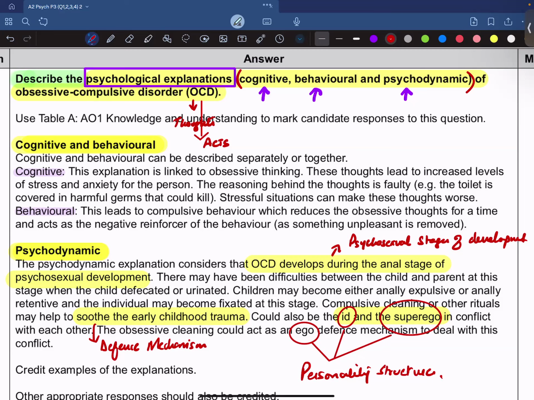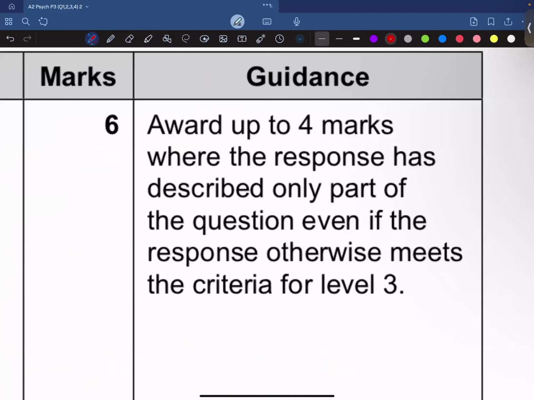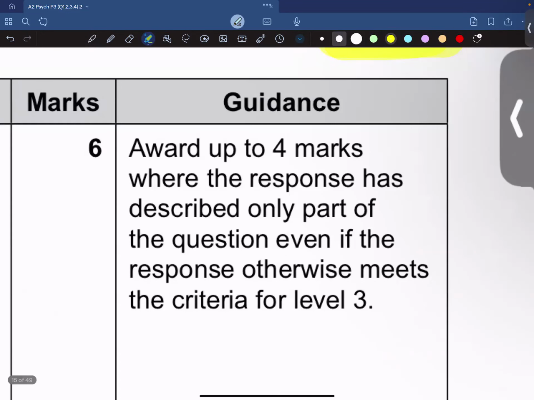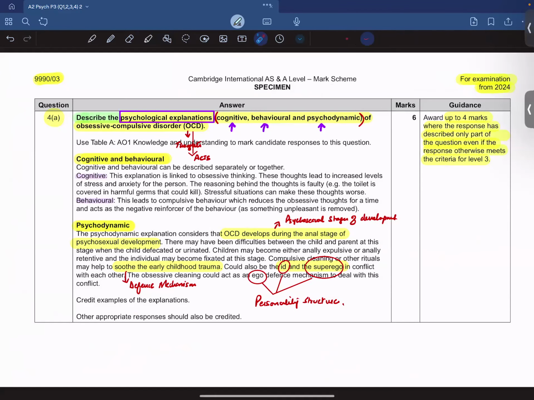Now, there's a tiny little note that I would want to make sure that you all know and understand. Award up to 4 marks, where the respondent has described only part of the question, even if the response otherwise meets the criteria of level 3. So even if you have met the criteria for a level 3 answer, if you're missing any part of this, at max you'd be able to score 4. See, I don't make these rules, nor do you.